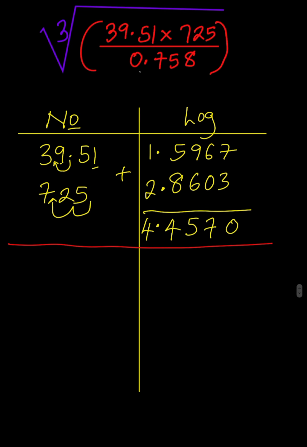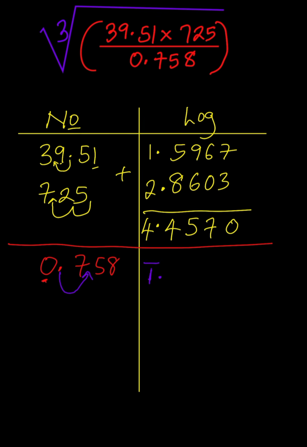Then you come down. The number we have in the denominator is just 0.758. Now, this time around, this number is a decimal number because it is a number less than 1, since the whole number is 0. So, in this case, you are moving to the right until you see a number that is not 0. We moved only one place here. Because we moved one place, instead of calling it 1, you call it bar 1. It's just like minus 1 to show that the characteristics is a negative value.